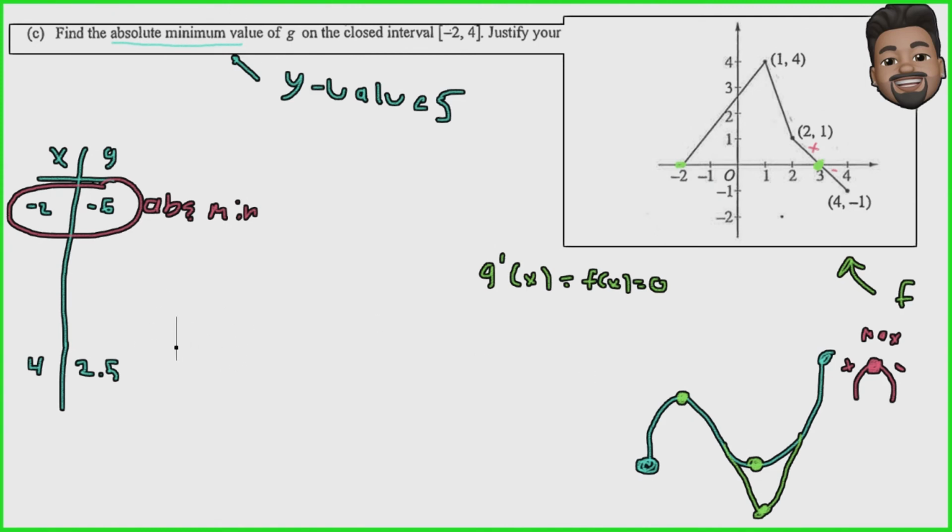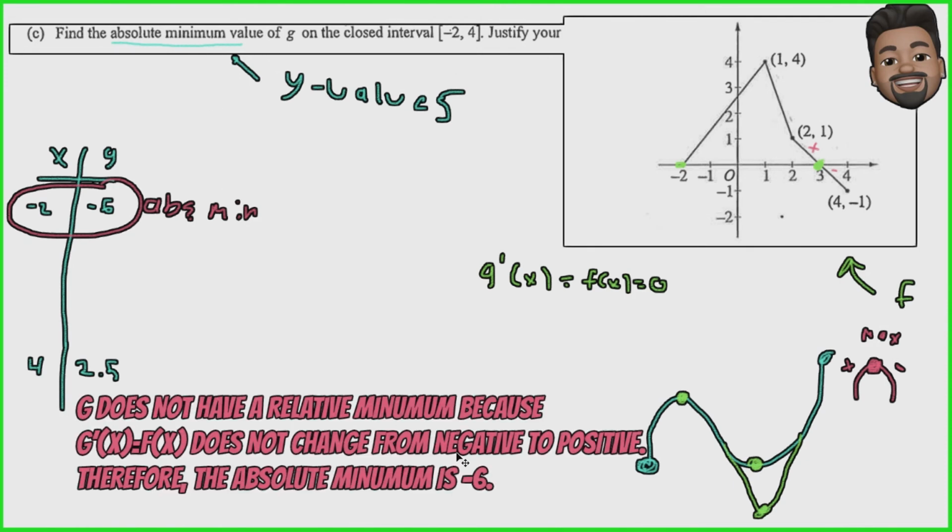We're going to go ahead and write down, I'm going to change the font. Let me just write it out real quick and see if it'll make sense. Okay, so this is what I wrote down for my justification. G does not have a relative minimum because G prime of x equals f of x does not change from negative to positive. So we are concluding that we tried to find a relative minimum, but we don't have one. Therefore, the absolute minimum is -6 because it's one of the two endpoints, right?